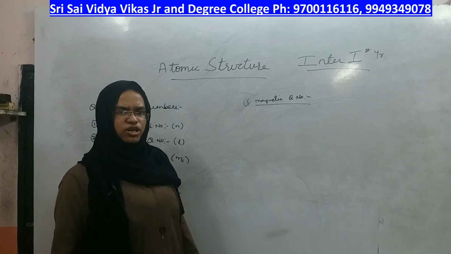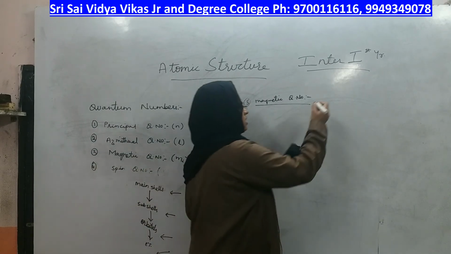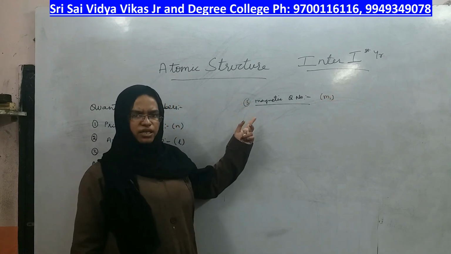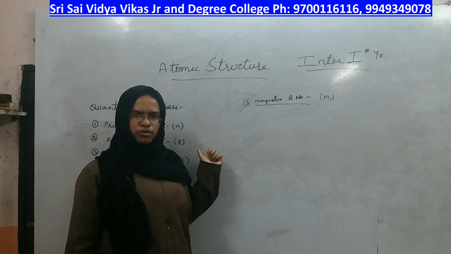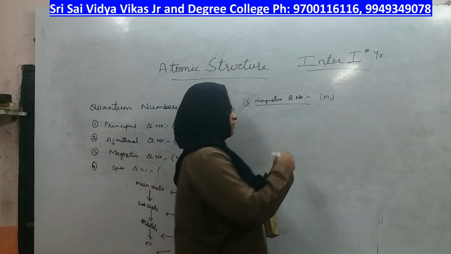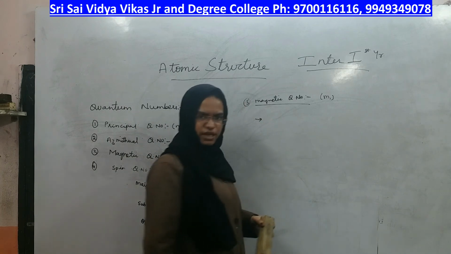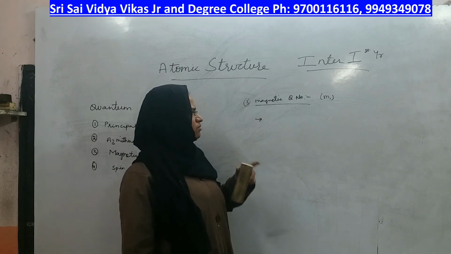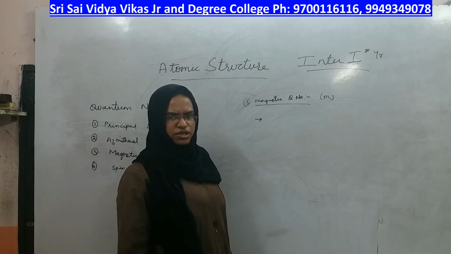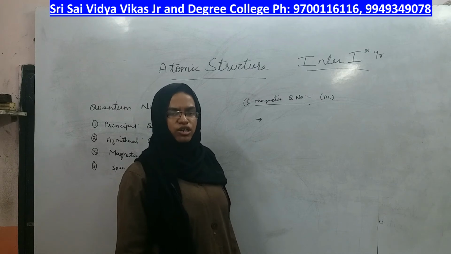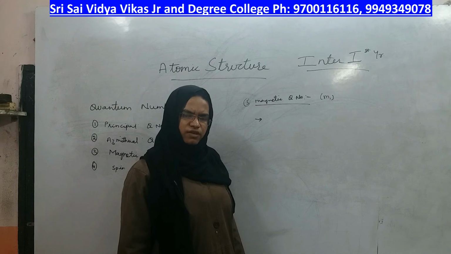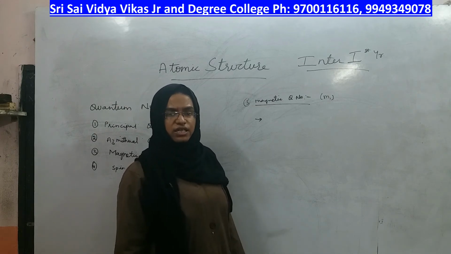Coming to the magnetic quantum number, it is indicated by small m_l. You can determine the magnetic quantum number by knowing the angular momentum quantum number. Therefore, if the L value is given to you, you can determine the m value. The magnetic quantum number decides in which direction the orbitals are facing. Is it in the x, y or z axis, or is it in between the axes? What is the direction of the orbitals?